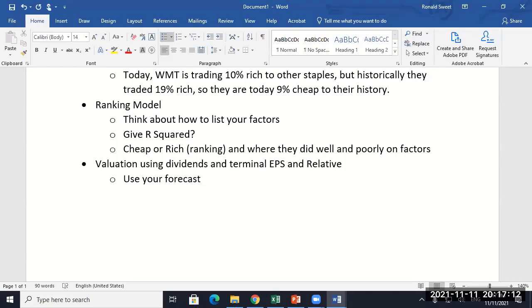So use your forecast out to terminal growth, which means you may have to add a few more years. So if your firm's still growing 25% 5 years out, you're going to have to go out further than that and bring them back down to more normal. You're going to discount dividends and terminal stock price.